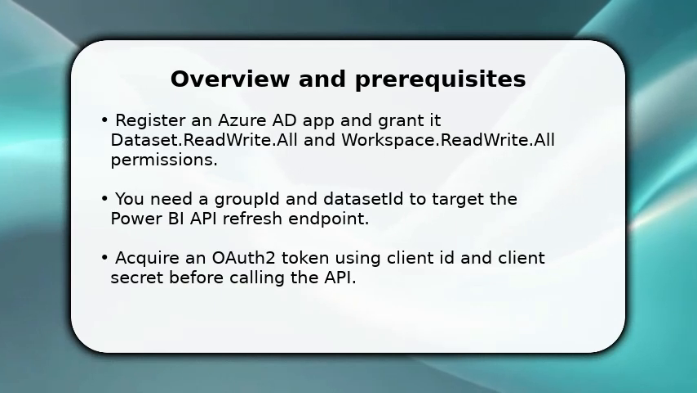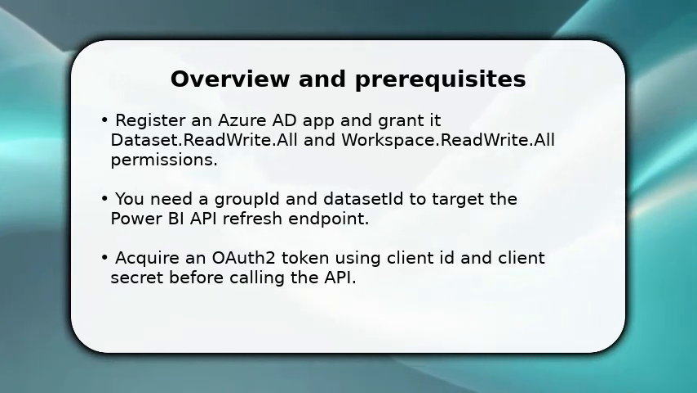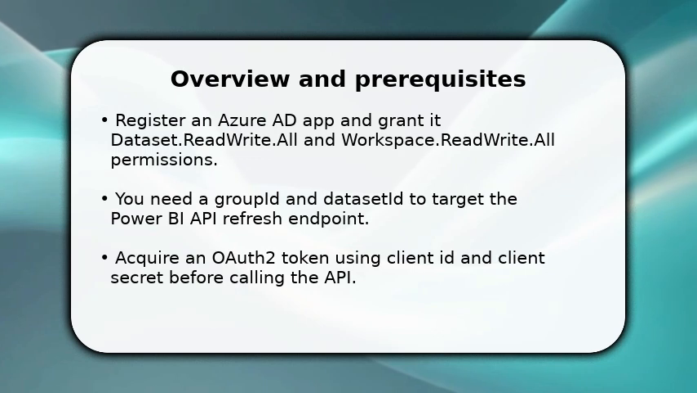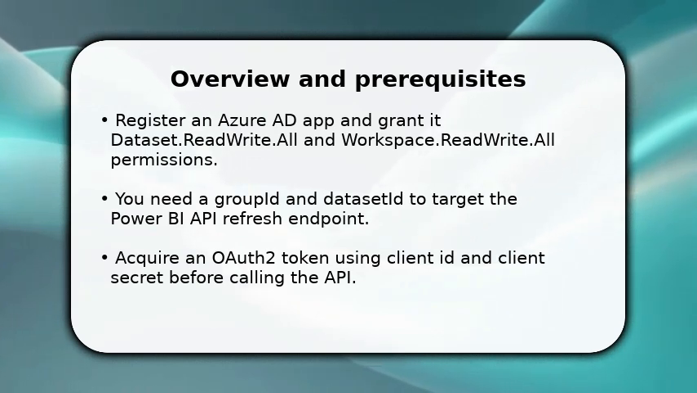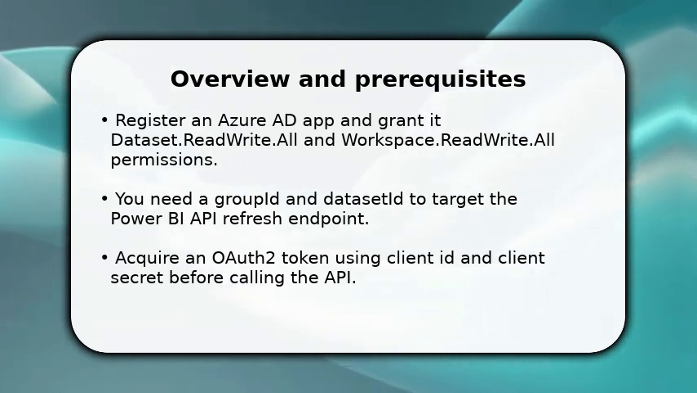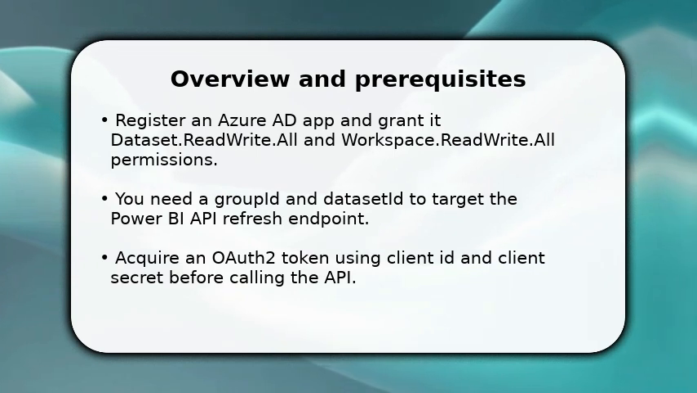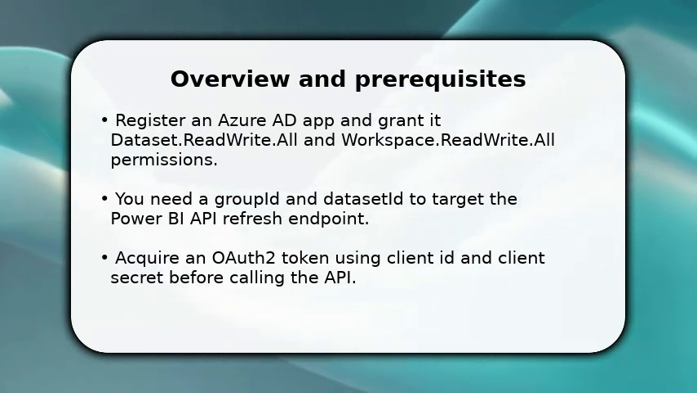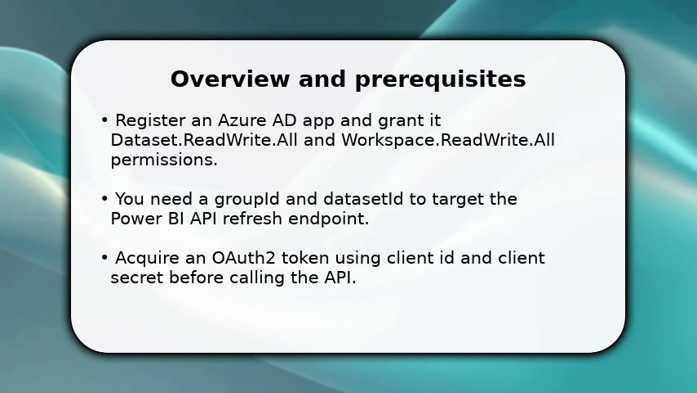Start by registering an Azure AD app to use as a service principal. Assign Dataset.ReadWrite.All and Workspace.ReadWrite.All permissions and grant admin consent. Record the app client ID and client secrets securely in Azure Key Vault.